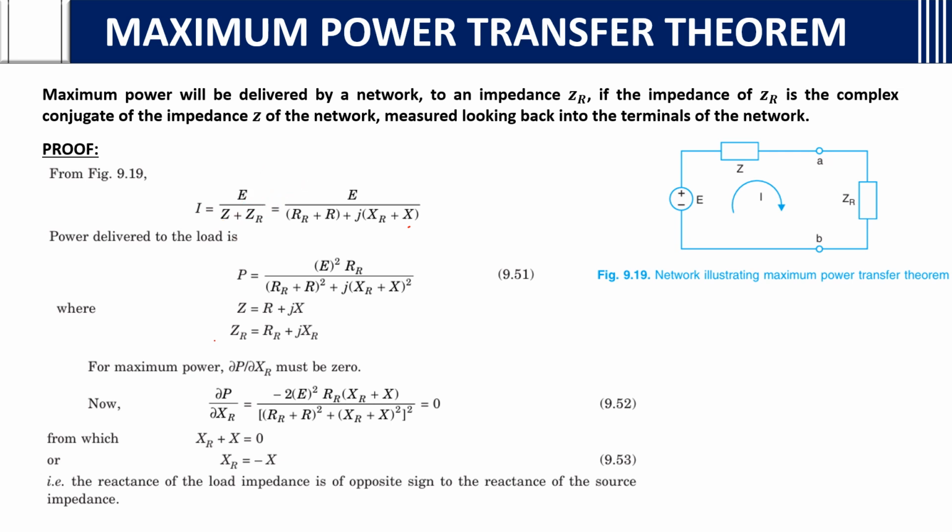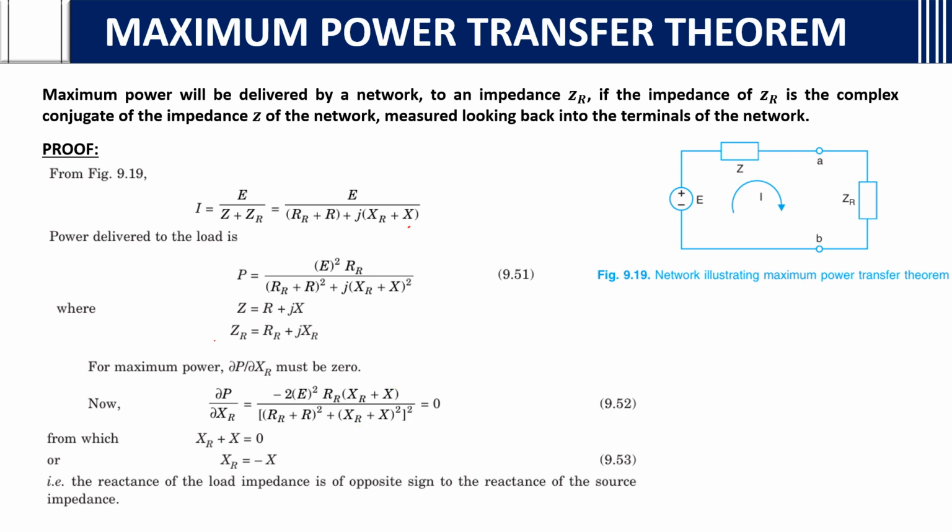Then for maximum power, what is the condition? The partial differentiation of P with respect to XR must be 0. The power with respect to the reactance XR should be 0. Dou P by dou XR must be 0. So how do we find dou P by dou XR? By differentiation, we get minus 2 E squared RR, and so on.